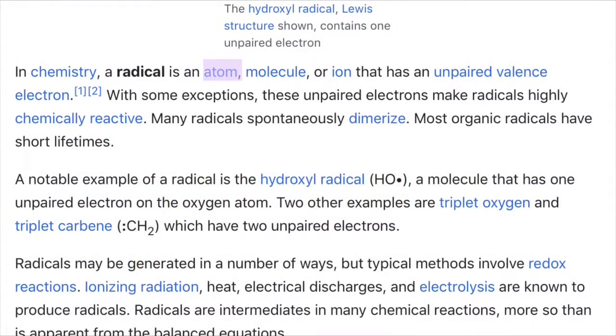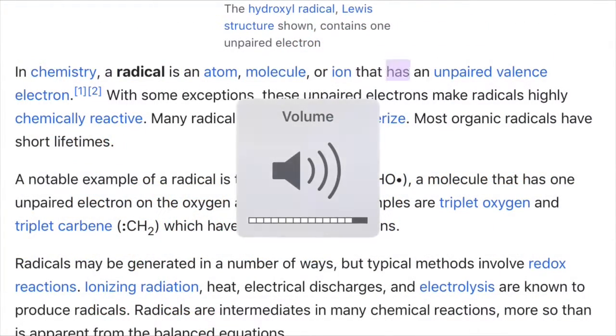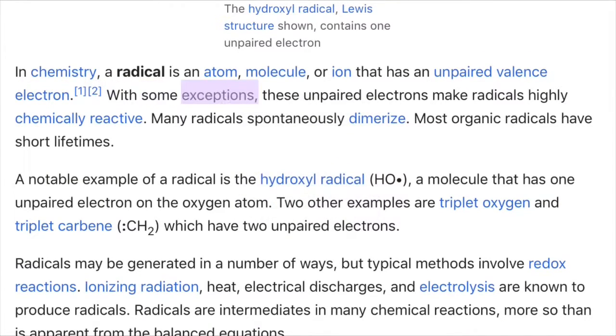A radical is an atom, molecule, or ion that has an unpaired valence electron, with some exceptions. These unpaired electrons make radicals highly chemically reactive. Many radicals spontaneously dimerize. Most organic radicals have short lifetimes.